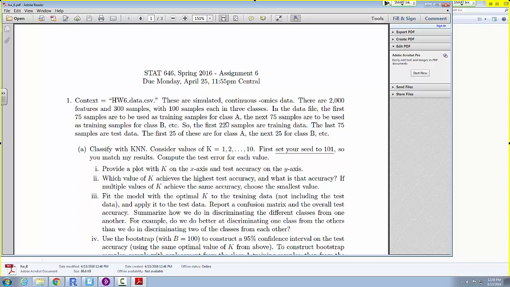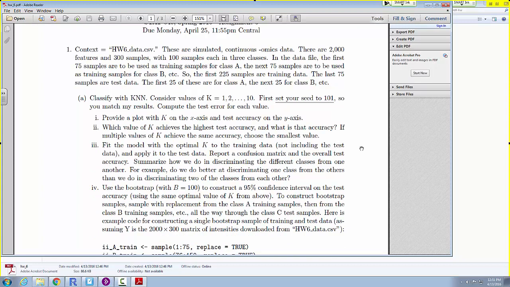Your first 225 samples are to be used for training. The first 75 are Class A, the next 75 are Class B, and so on. And then the remaining samples, the last 75, are test data, 25 for A, followed by 25 for B, and so on. And then the assignment is to apply several different classification methods that we are going to be learning about in the next couple of lectures.